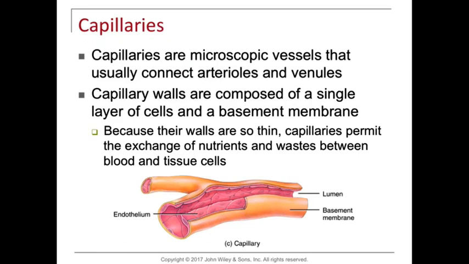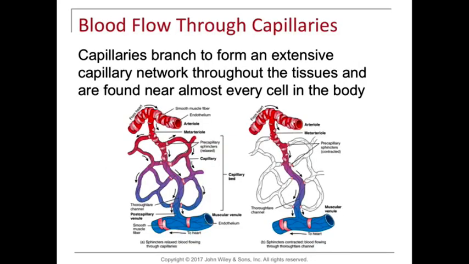All right, so capillaries are microscopic vessels that usually connect arterioles and venules. Capillary walls are composed of a single layer of cells and a basement membrane. Because their walls are so thin, capillaries permit the exchange of nutrients and waste between the blood and the tissue cells. Capillaries branch to form an extensive capillary network throughout the tissues and are found near almost every cell in the body.